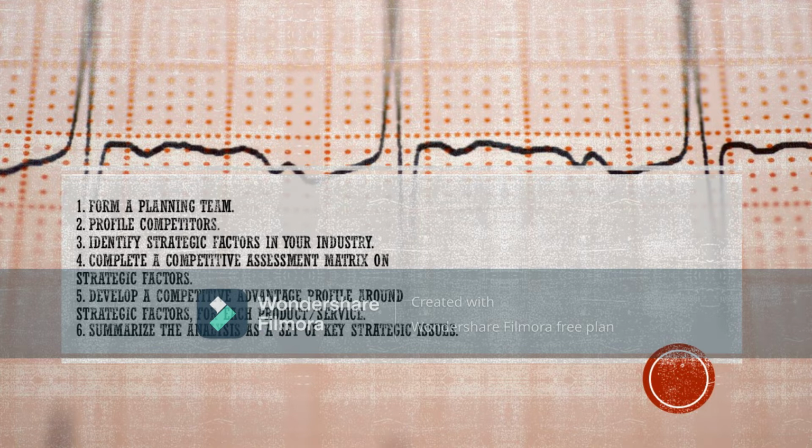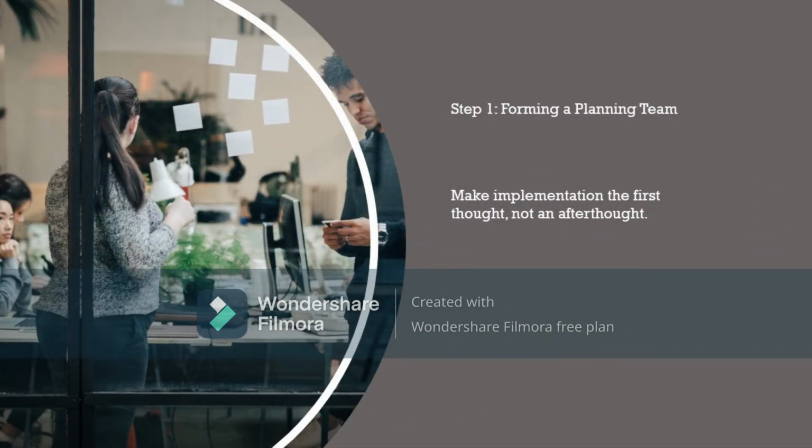Step 1. Forming a planning team. Make implementation the first thought, not an afterthought. Strategic analysis is generally too complex a task for an individual to undertake alone. Hence, it is generally advisable to form a team. In deciding on the composition of your planning team, there are a number of things to be considered: its size, the levels of the organization to be involved, the functions to be represented, whether outsiders will be present, for example, customers, suppliers, or board members. Finally, the composition of the team must be such as to lead to ownership, commitment, and implementation.